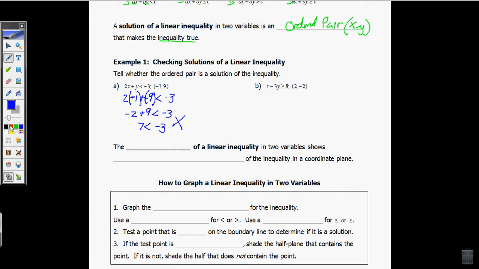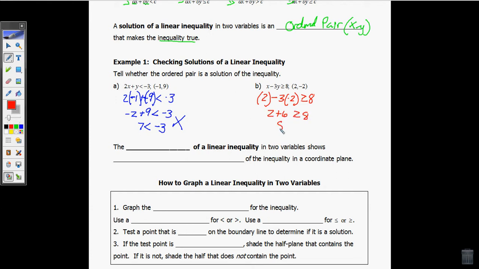Now let's look at part B. I have x minus 3y greater than or equal to 8. Is 2, negative 2 a solution to that? Well, let's try it out. 2 is my x value, so I can put that in there for x, minus 3y, where y is negative 2. Put that in there, greater than or equal to 8. Alrighty, let's do negative 3 times negative 2, so that becomes positive 6. 2 comes down, greater than or equal to 8.